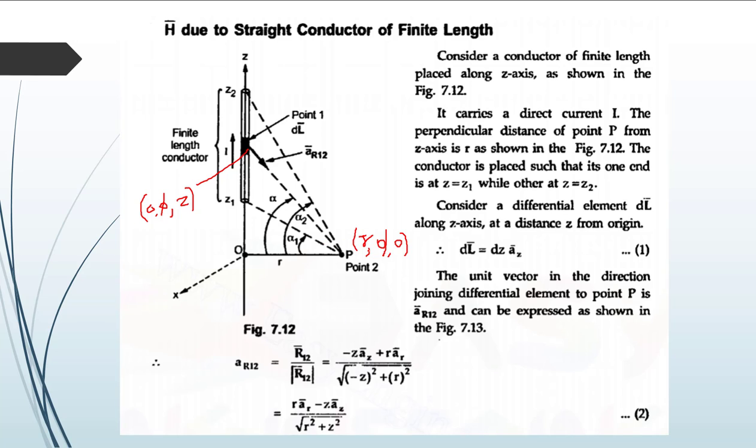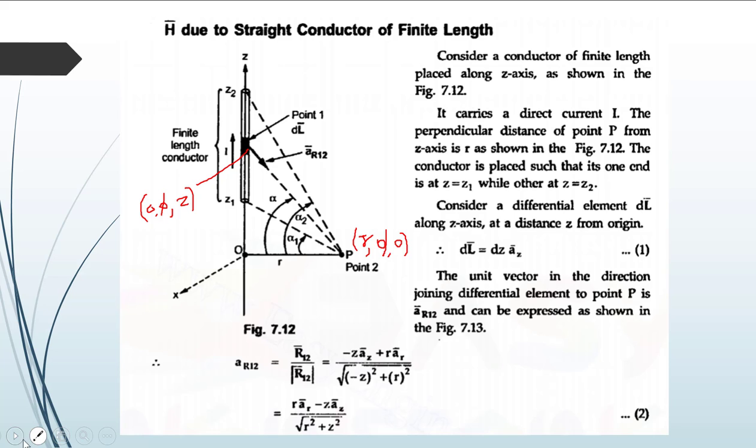Now if I subtract R phi 0 minus 0 phi z, I will get R12 as R minus 0 AR cap, phi minus phi A phi cap, and 0 minus Z AZ cap. So it is minus Z AZ cap plus R AR cap divided by square root of Z square plus R square. So that comes out to be R AR cap minus Z AZ cap divided by square root of R square plus Z square. That is A cap R12.